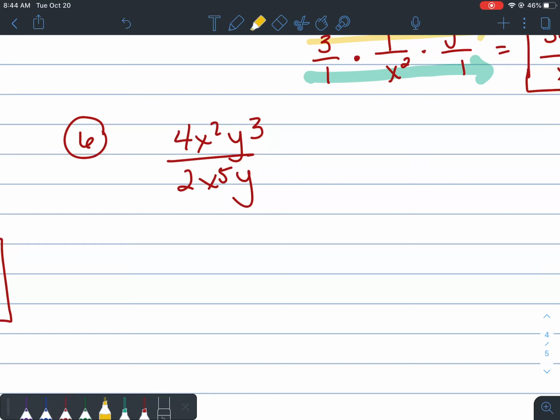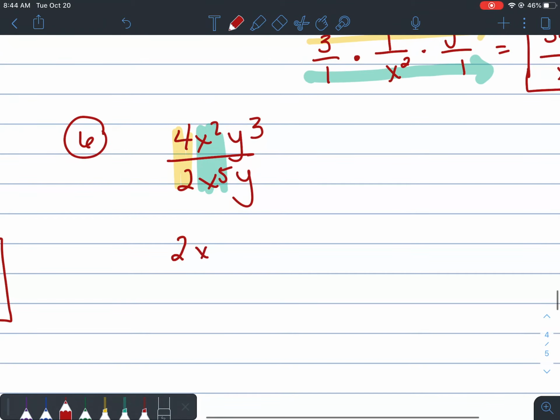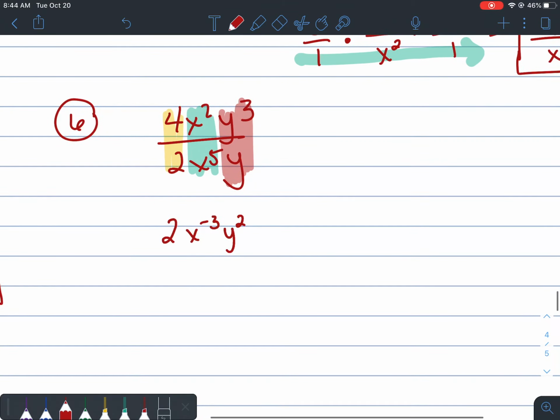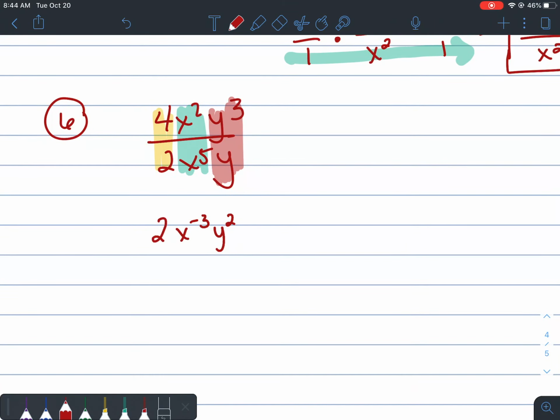So when we simplify first, we look at our coefficients. We could do 4 divided by 2, which is 2. Then we can do our x squared divided by x to the 5th, which is x to the negative 3. And lastly, y to the 3rd divided by y is just y squared, because 3 minus 1 is 2. Now we have 2x to the negative 3 times y squared. We cannot simplify any further, but we can get rid of that negative exponent.